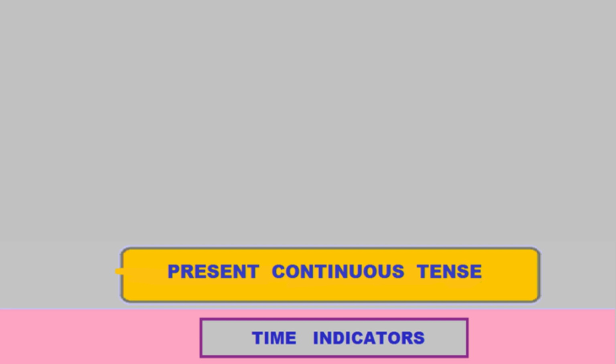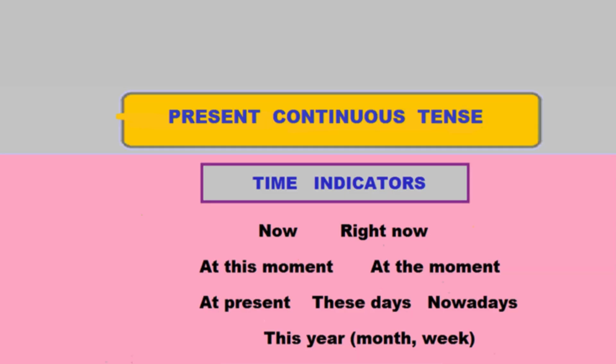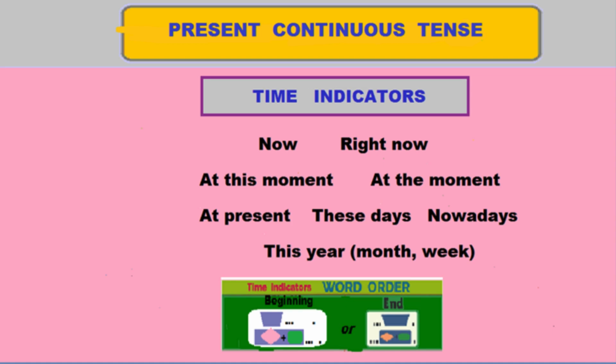Time indicators help to determine the tense in a sentence. For the present continuous tense, the following time indicators are typical. Now, right now, at this moment, at the moment, at present, these days, nowadays, this year, this month, this week. Word order. Notice that the time expression can come at the start or at the end of the sentence.